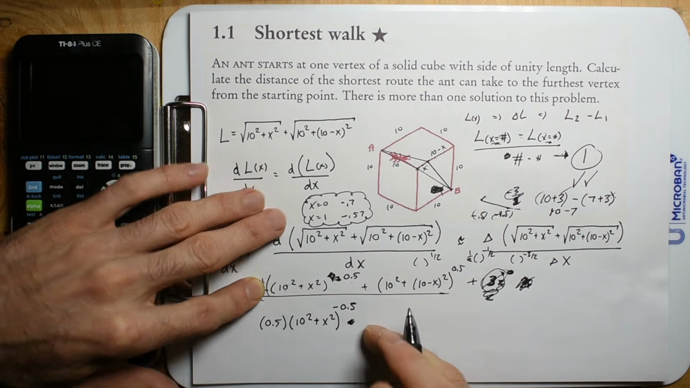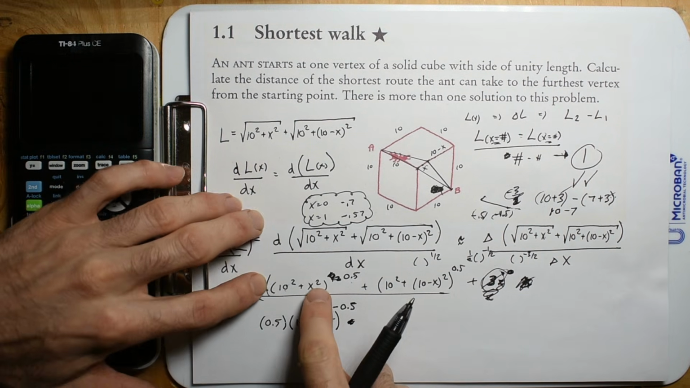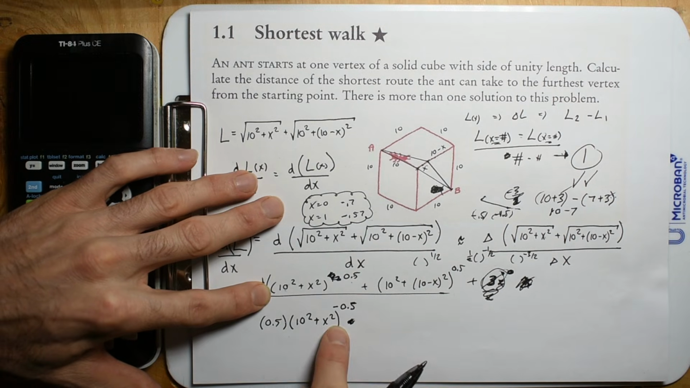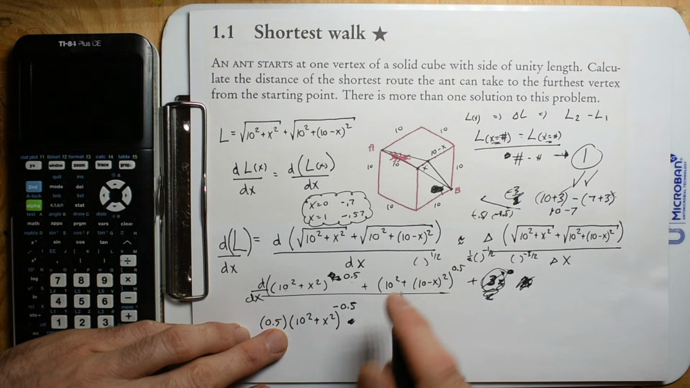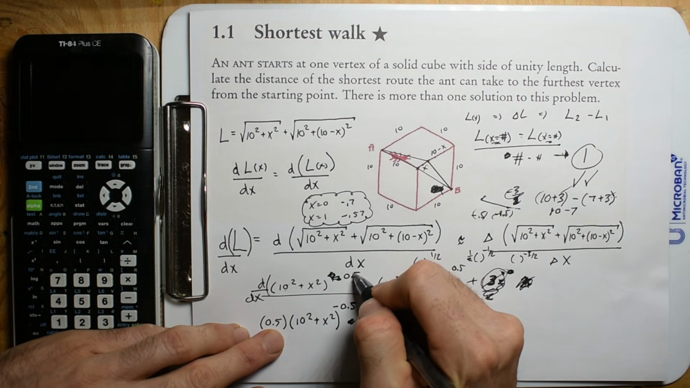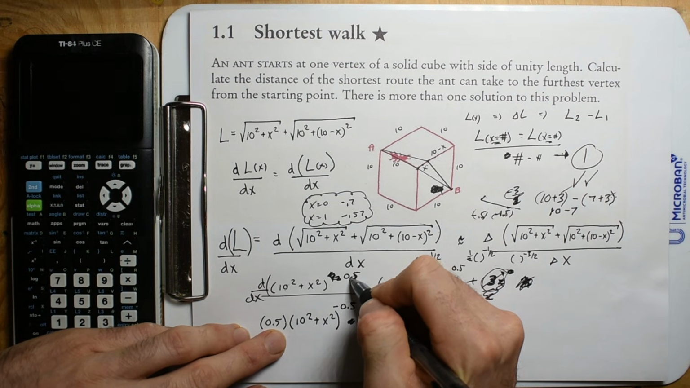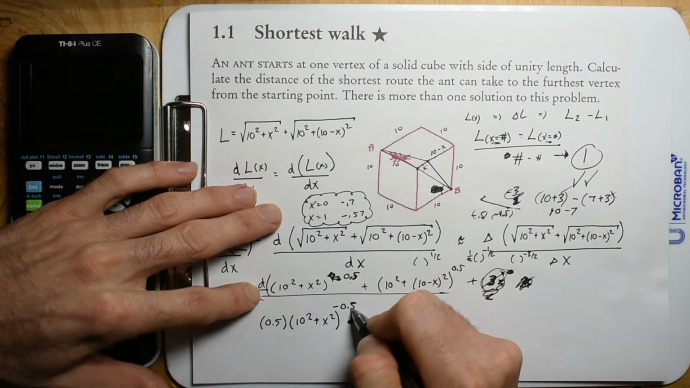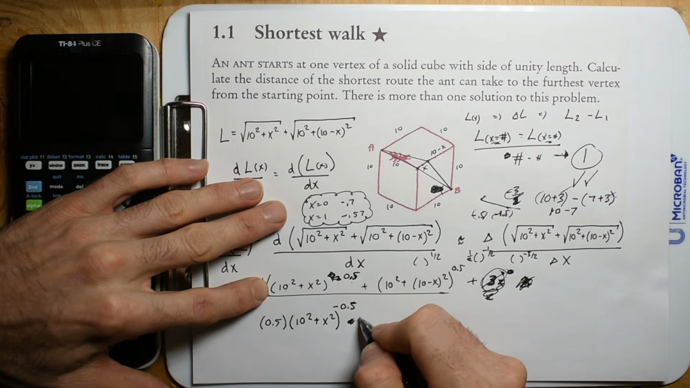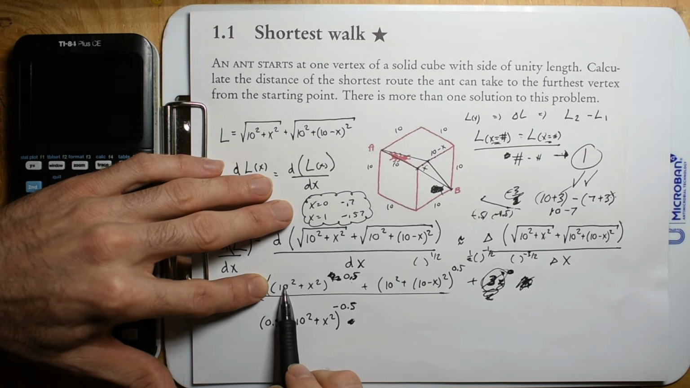So now we have this idea that with the power rule, you bring down the power, and at the inside, drop the power by a full unit, so it goes from 0.5 to negative 0.5. And then we have to take the derivative of the inside.